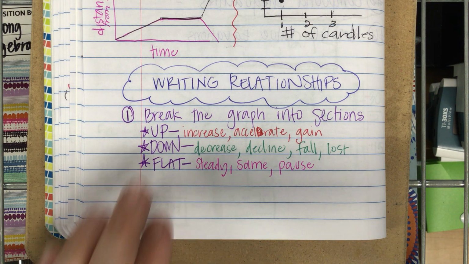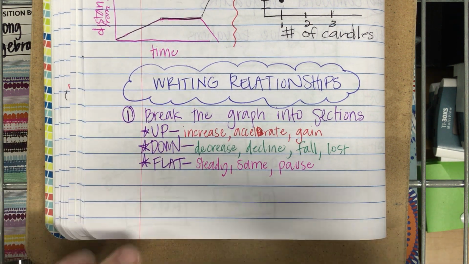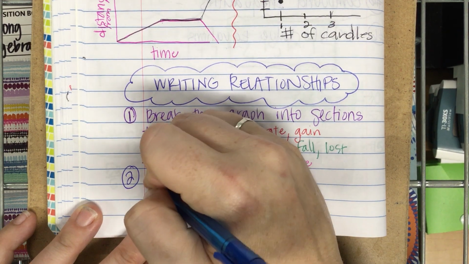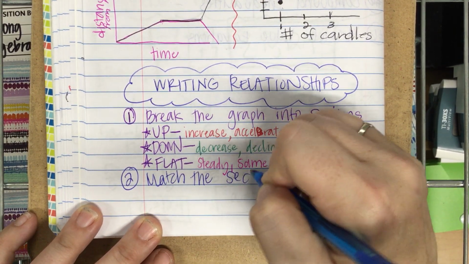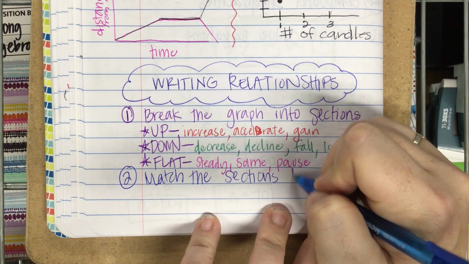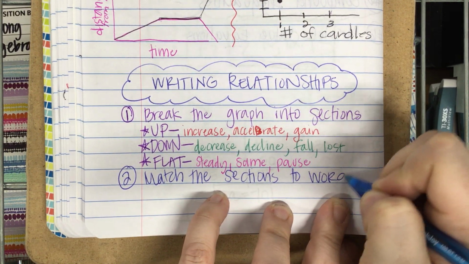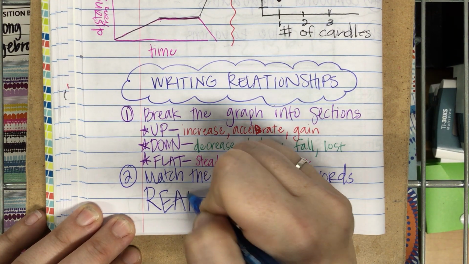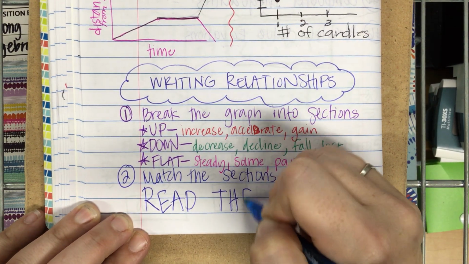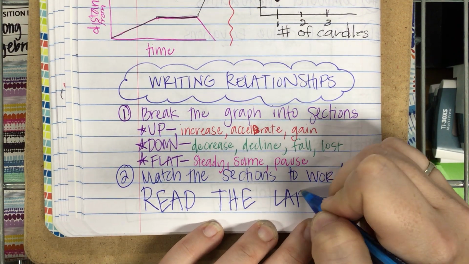Then, after you divide it into your up, your down, your flat, you're going to match the sections to words. And here's the big one. Read the labels.